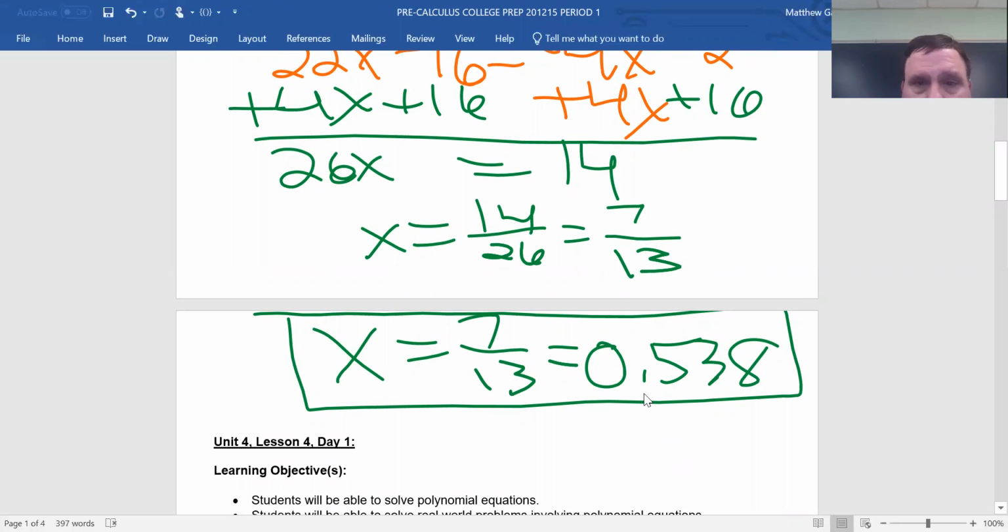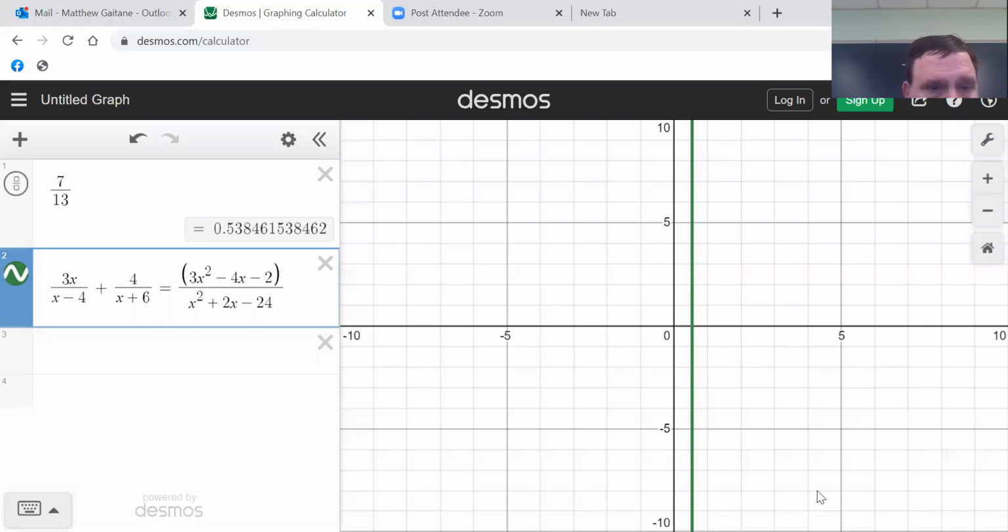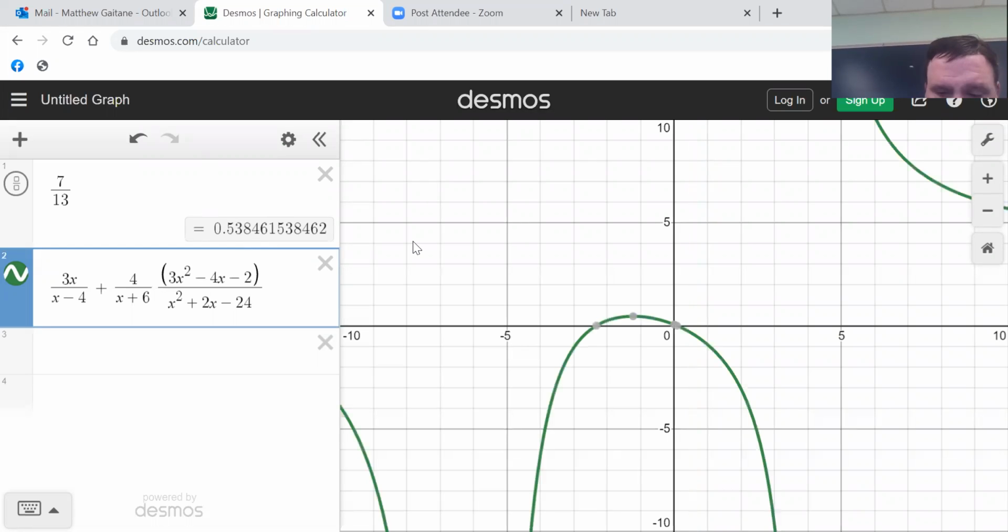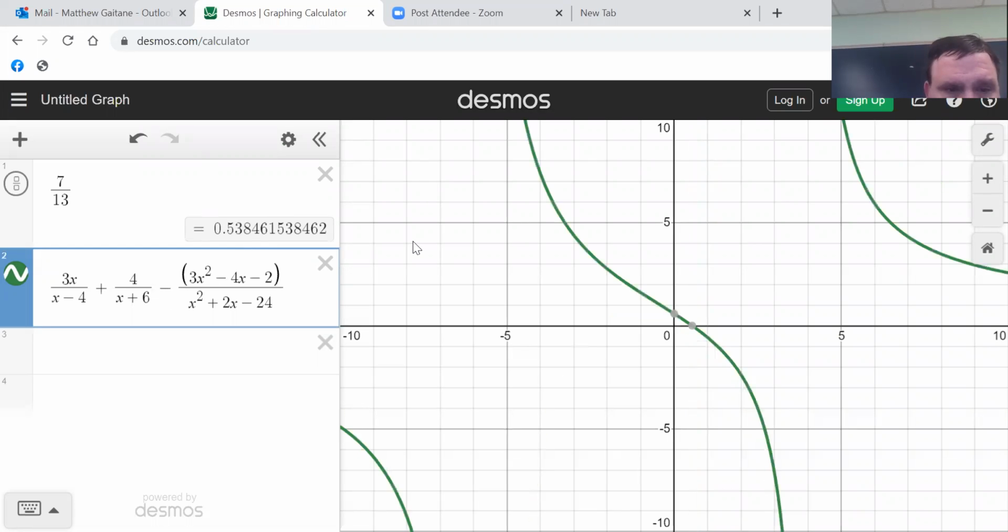And if we check our solution on Desmos, okay, 7/13 is 0.538. Just want to make sure you plug in the function. And to find the x-intercept, just set it equal to 0. So I'm going to just change this to a minus. We see that our x-intercept is the same as the solution. Okay.